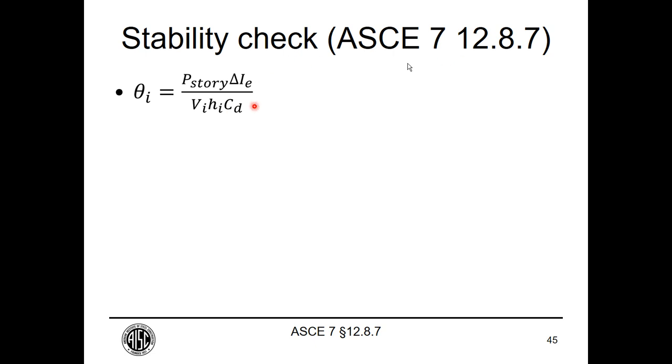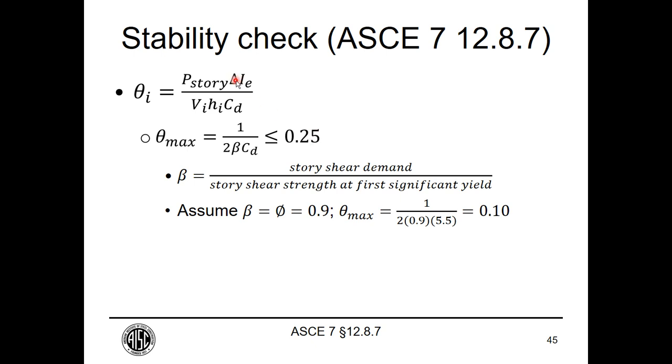ASCE 7 has this stability check with this factor theta sub I. It's got a lot of stuff in here, but really the delta and the V should correspond to each other. The I sub E and the C sub D are just there to cancel out where the base shear was amplified by I sub E and where delta was amplified by C sub D.